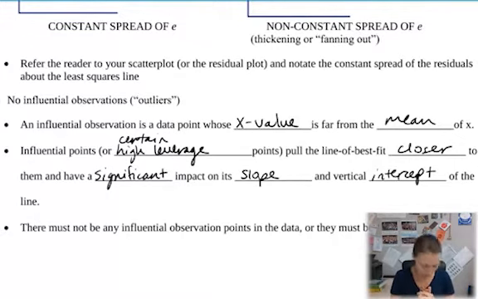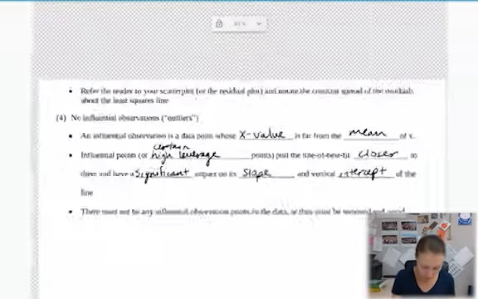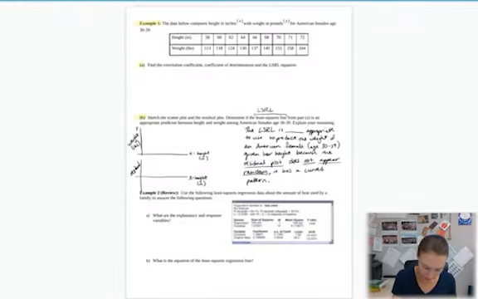So we don't want any of those. And if there are any of those, we can remove them from our data. But we do need to make a note that this point did exist and we've removed it because it didn't fit our conditions. All right, so now let's look at an example.